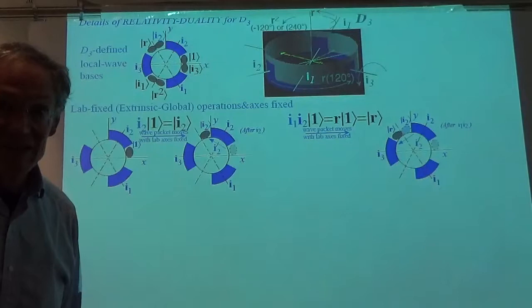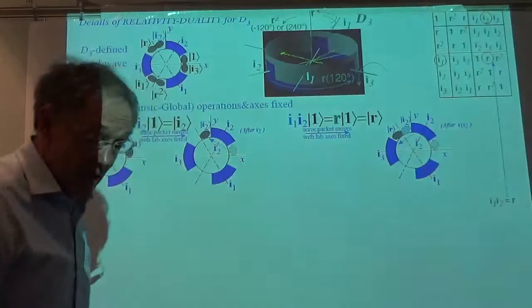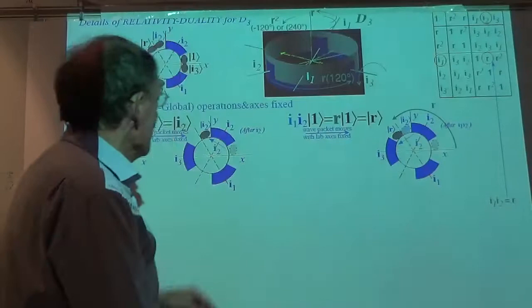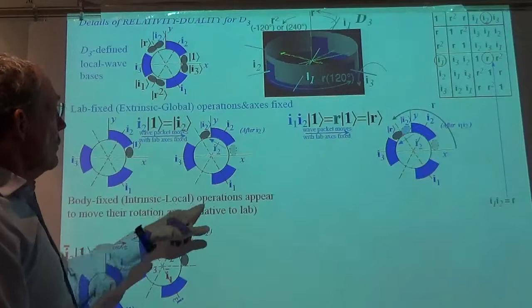Okay? Now, just to check our group table, I1 times I2 equals R. Nothing new there. That's an R, right? So that's laboratory stuff. Okay? I want to do it backwards. Body-fixed, intrinsic local operations do some strange things, including improper ones.